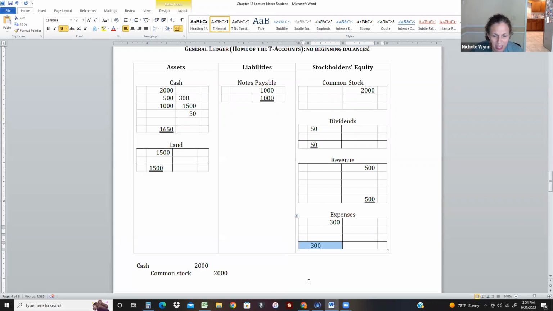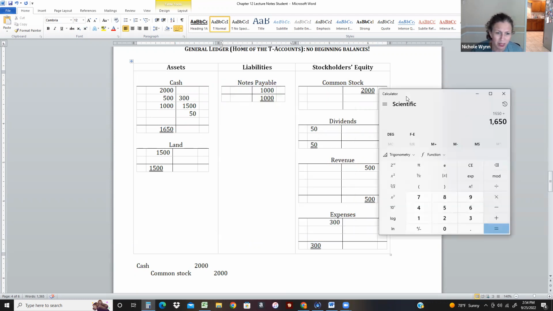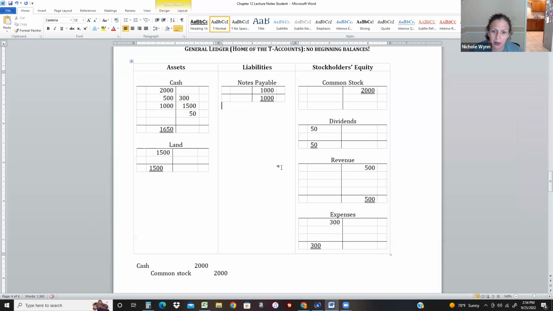If we add those together, and again, we didn't have to, I'm just kind of reviewing with you guys a little bit. 1,650, 1,500, 50, and 300 are my 4 debits, and I have 3,500. My credit balances are notes payable, common stock, and revenue, 3,500. So I'm in balance.